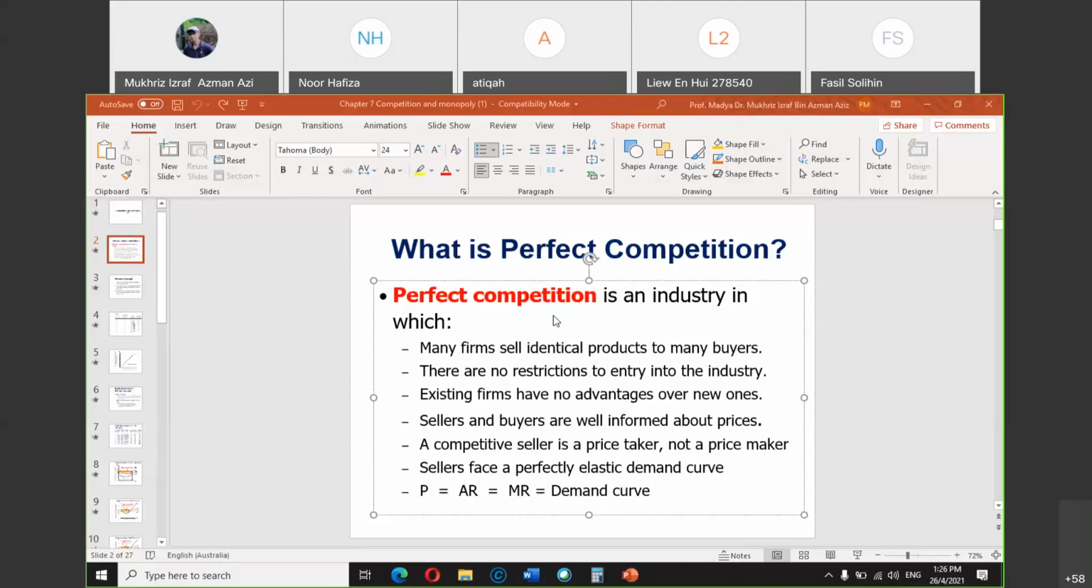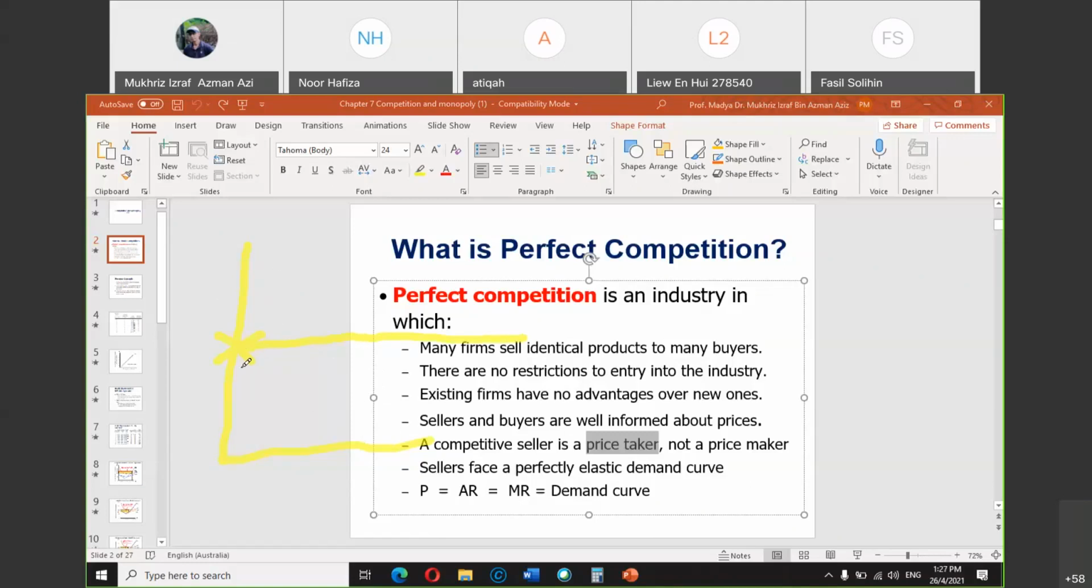So in the perfect competition market, because they have no control over the price, the firm is a price taker. Price taker means they cannot set their own price. Because of that, their demand will be perfectly elastic. They can only set one price, the market price. If they go higher or lower, there will be no demand on that.